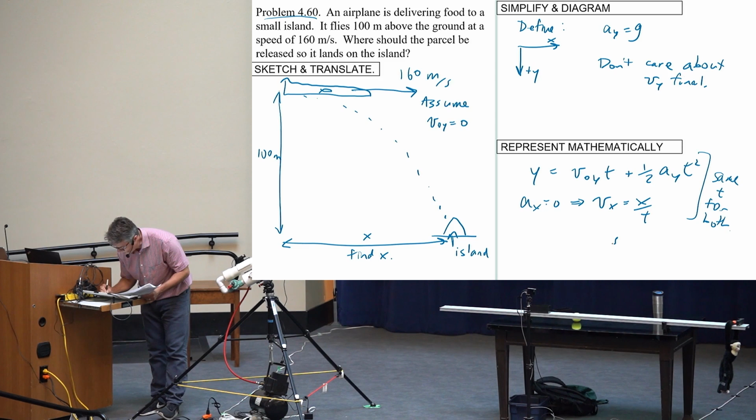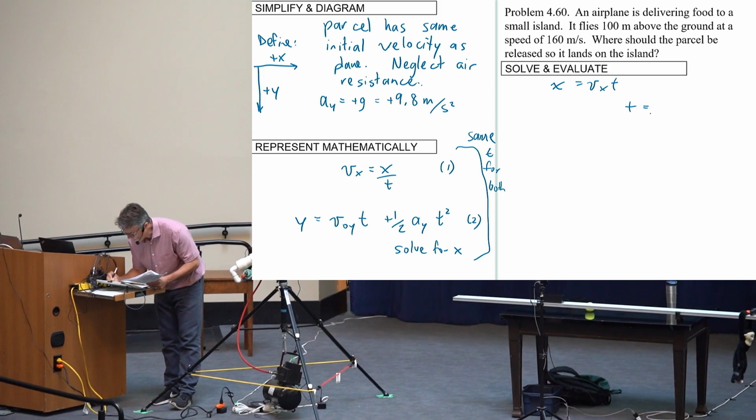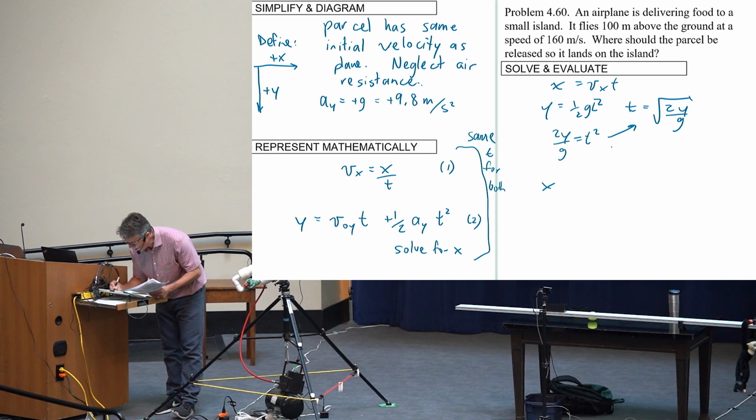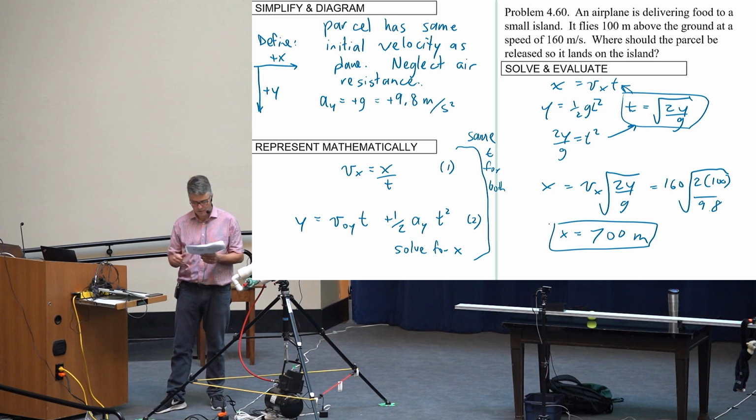So I'm going to solve for x. So x is equal to vx times t. So t is equal to the square root of 2y over g, because y is equal to 1/2 gt squared, and 2y over g is equal to t squared. So taking the square root of that gives you that. So if I take this t and plug it in here, I get x is equal to v sub x times square root of 2 times y over g. So it's 160 times the square root of 2 times 100 over 9.8. So I get x is about 700 meters. So you should drop it about 700 meters before you get to the island.